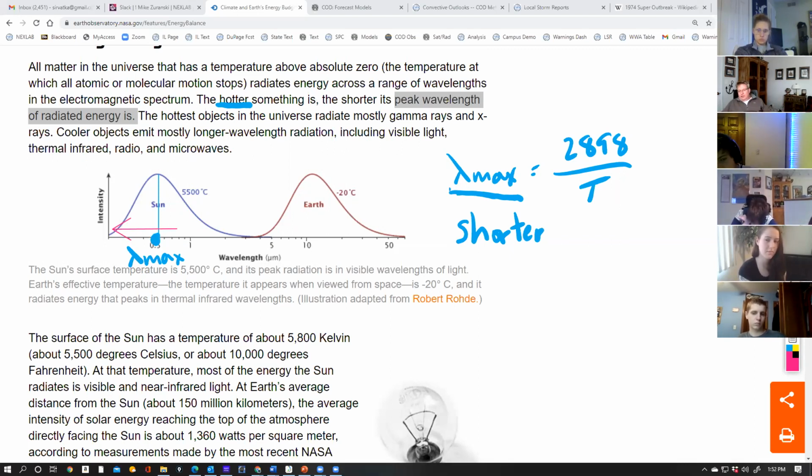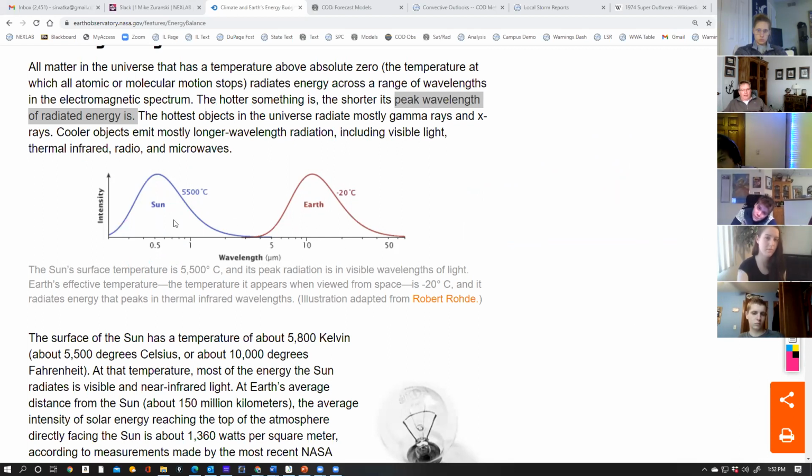So let's do this again. I have the Earth and I have the sun. The sun is warmer. How do I know the sun is warmer from this graph? Because its lambda max is further left, shorter wavelengths. The hotter something is, the shorter its lambda max is. That's what the graph says.